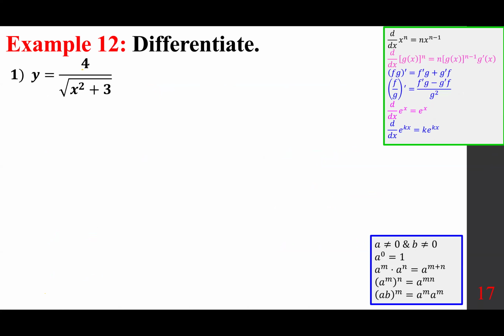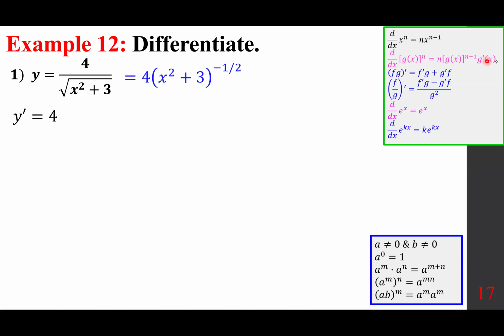Anytime the numerator is just a number, make sure you bring this up. (x squared plus 3) to the power of -1/2, so 4 times that. This way, you don't have to use the quotient rule, okay? Not that you should avoid it. For example, in example 10, we had no choice but to use it. And you don't want to avoid that, okay? When you don't have to, it's a different story. So what's the answer? 4.